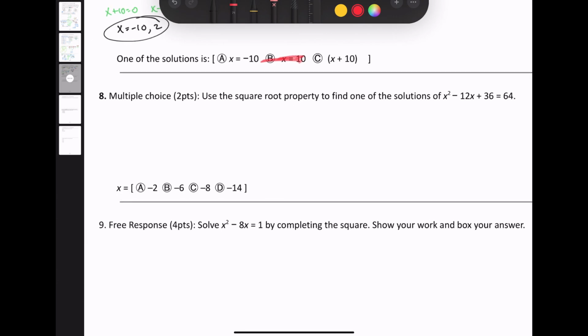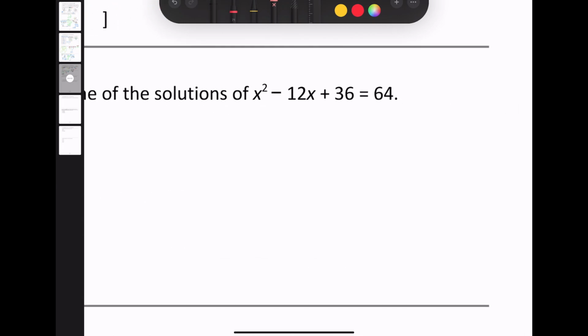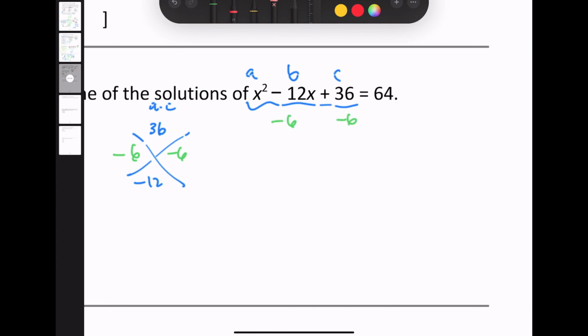Number 8, it's telling me to use the square root property to find one of the solutions. Okay, this is already factored for us, so I just need to factor it. A, B's, and C's, A times C. It's going to be 36. B value is negative 12. My two numbers are going to be 6 and 6. They're the same expression, so I could put those together. Perfect square trinomial.